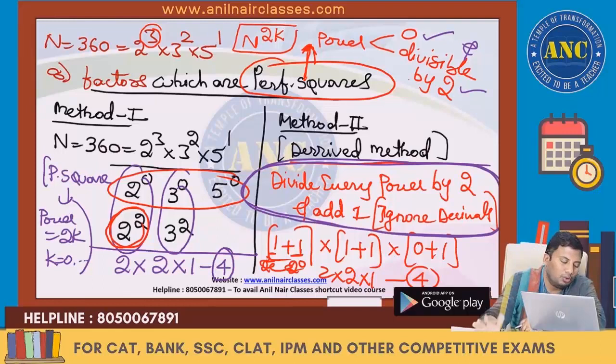Maria, how can 2 be a perfect square? 2 is not a perfect square. A perfect square never ends with 2, 3, 7 or 8. Method 1, method 2. Take a few examples, it will be crystal clear to you.